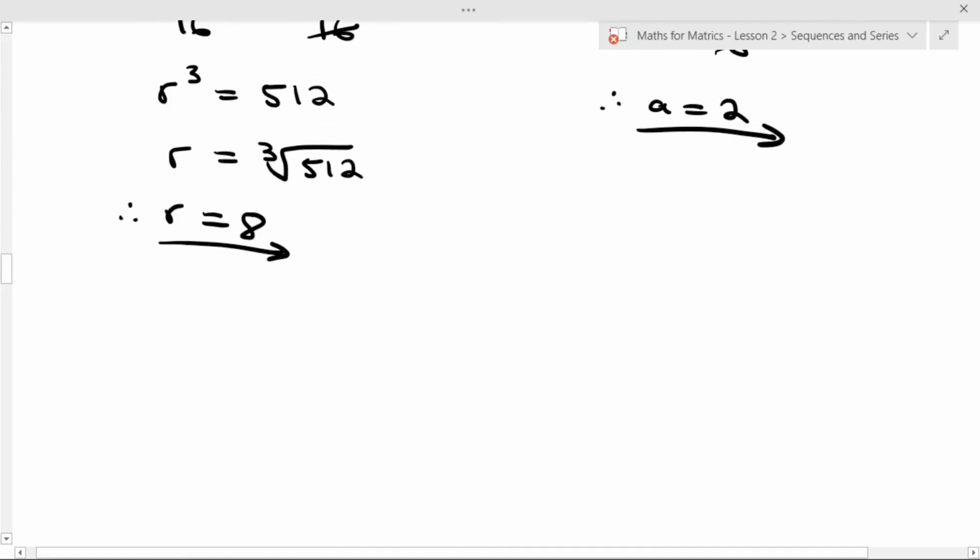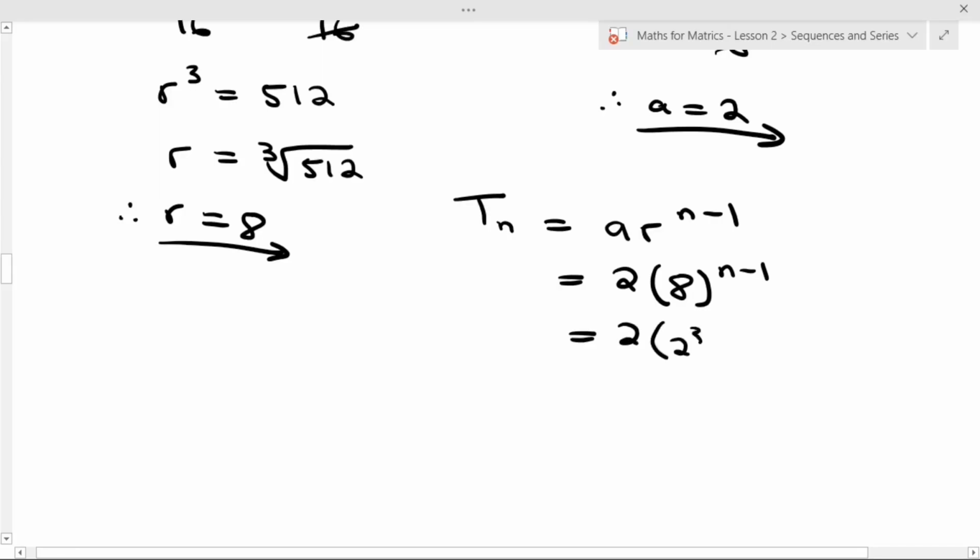Now that we have our a and r, we can go ahead and write the expression of the nth term of the sequence. Tn is equal to a times r to the power of n minus 1. Let's substitute our a and r into the formula. Now looking at this general term, we can see that it is not in its simplest form. Because 2 cubed is equal to 8, we can rewrite it as 2 times 2 cubed in brackets to the power of n-1. Now let's multiply the n-1 into the brackets.